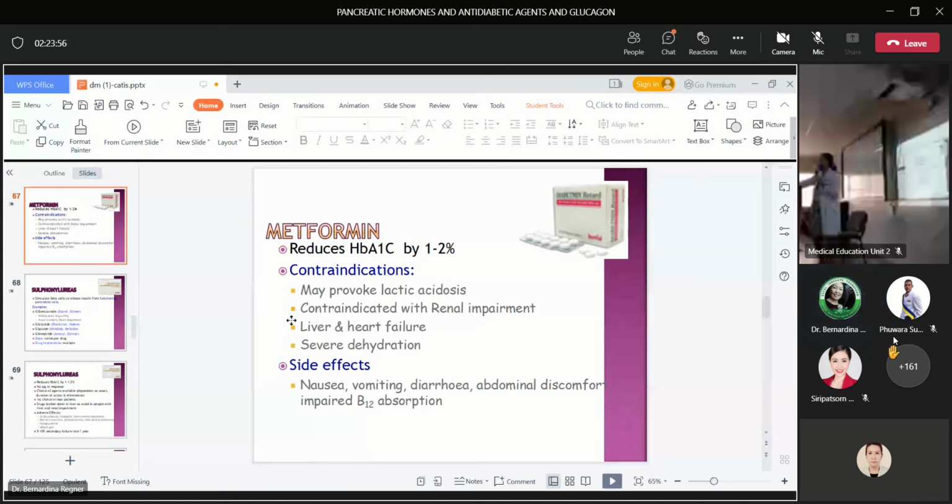So what will be the result if there will be impairment of B12 absorption? What happens? Okay, so how are you going to counteract this? Together with metformin, what are you going to give? Vitamin B complex. Okay, vitamin B12. It's in the B complex tablets.